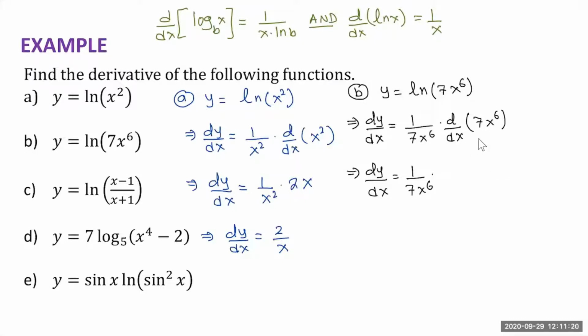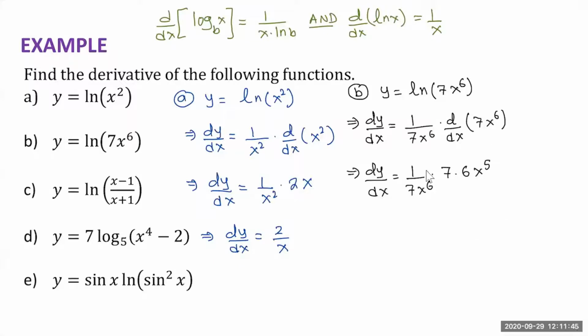now if you want to find the derivative of this one, 7 is multiplied to that function, 7x to the 6. So 7 is a constant multiple, so you can take 7 outside. Then multiply with the derivative of x to the 6. So for the derivative of x to the 6, we can use the power rule. So 6 will come down and we reduce the power by 1. So 6 minus 1 is 5.